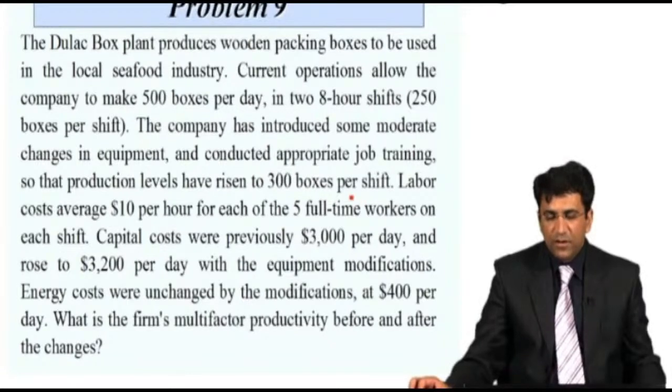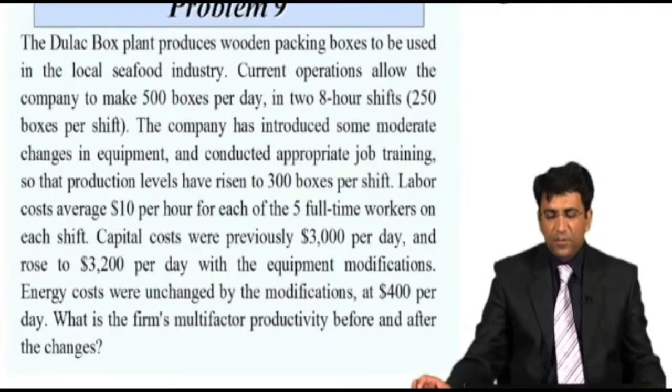So initially they were able to produce 500 total boxes in the 2 different shifts, and now the new output has increased to 300 multiplied by 2, because there are 2 shifts, 600 boxes, that is the new output. Labor cost averaged $10 per hour for each of the 5 full-time workers on each shift. Capital costs were previously $3,000 per day and rose to $3,200 per day with the equipment modifications. Energy costs were unchanged by the modifications at $400 per day.